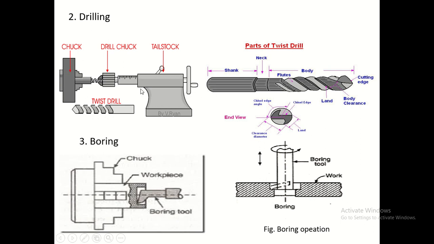So let's see this diagram. This wheel is rotated by hand and the drill bit is fed toward the workpiece. The workpiece keeps rotating and the drill creates the hole inside the workpiece. This is the simple drilling operation.